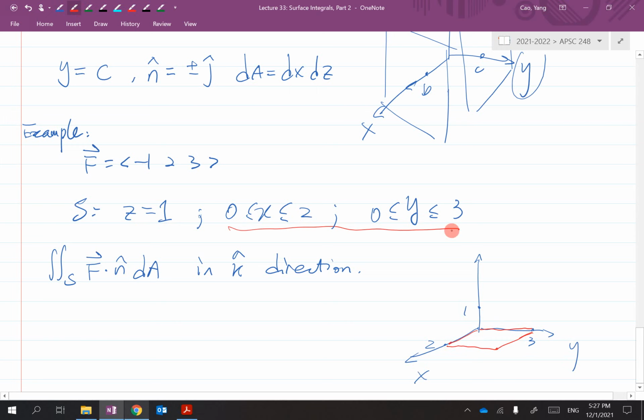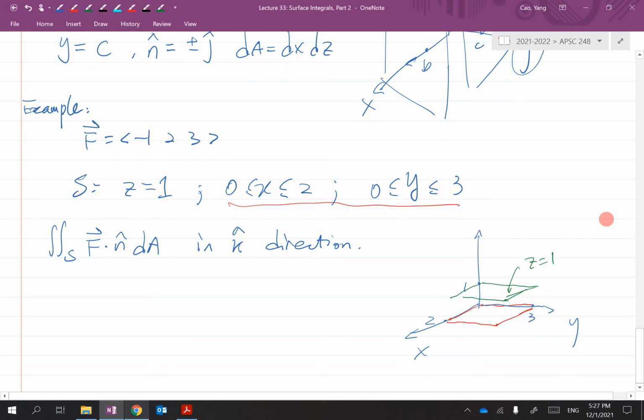But now you also have z equal to 1. That basically means what you're actually looking at is a surface hovering on top of the xy plane. This is z equal to 1. So that's the actual surface.